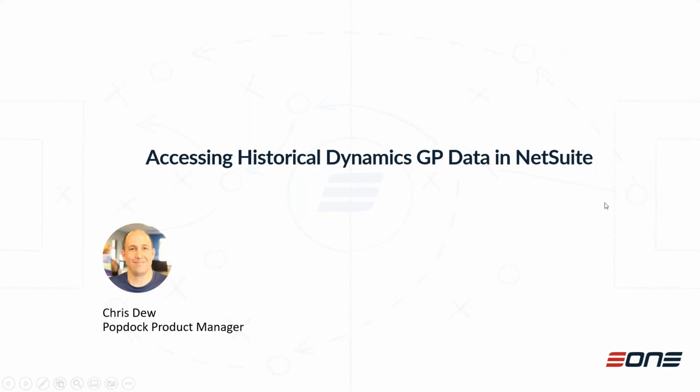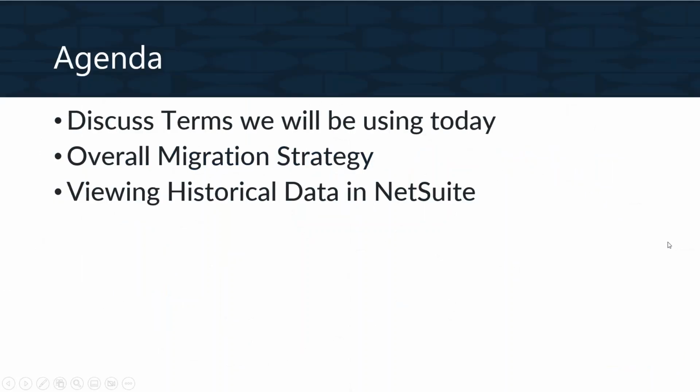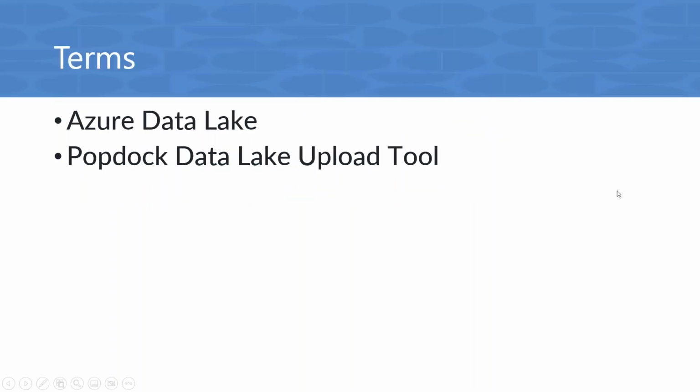Just to start out very quickly, we have a quick little agenda review. We're going to start with discussing a couple of terms that we see people oftentimes aren't quite aware of, or they're newer to them. So we'll start with that. We'll get into eOne's overall migration strategy, and then we'll spend the bulk of our time today talking about how we can view historical data that comes from Dynamics GP right inside of the NetSuite interface.